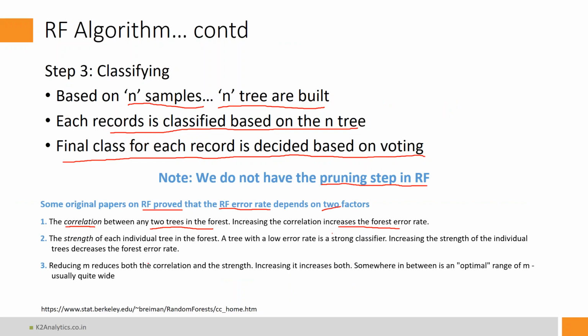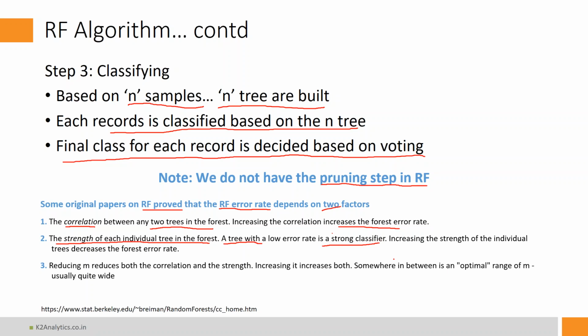Okay, now let us see the second point: the strength of each individual tree in the forest. Some original papers on random forest say that the random forest error rate depends on two factors. First is correlation. We have understood it, how the trees can be correlated. Second is the strength of each individual tree in the forest. A tree with a low error rate is a strong classifier. Obviously, if you have low classification error, that is a good model, right? Because you are predicting things better.